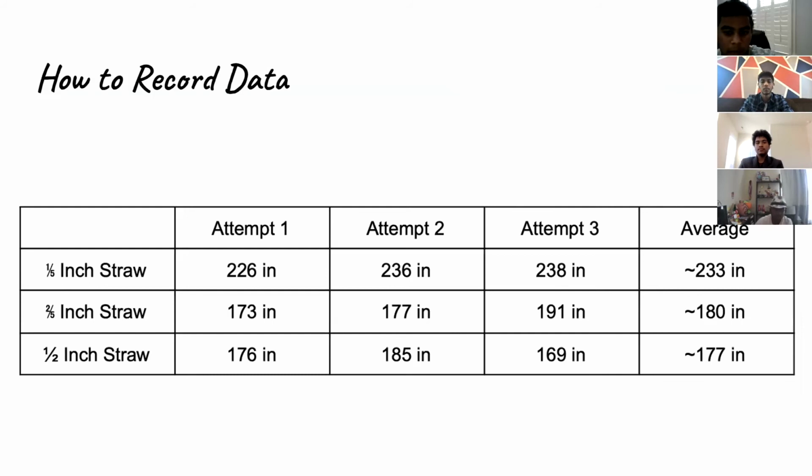You should have a table where you record the change in your dependent variable with different rows for each level of your independent variable. Tables are used to display raw data. Siddharth will now explain how to make sense of that data.